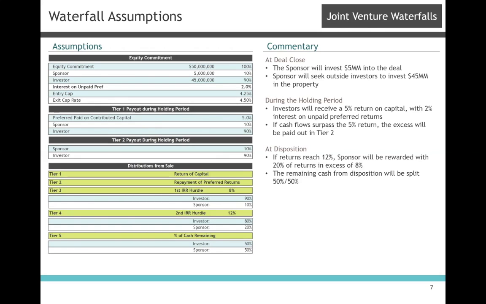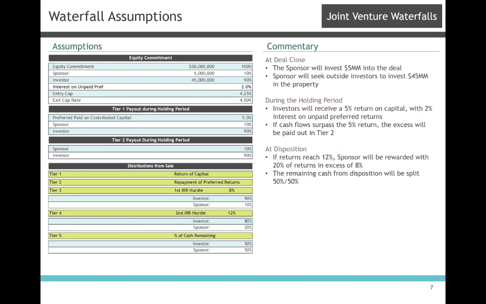And then once the asset is sold, there are different tiers to reward the investor and the sponsor based on superior performance. So tier one, all capital will be returned. Tier two, there'll be repayment of any preferred returns not paid during the holding period.